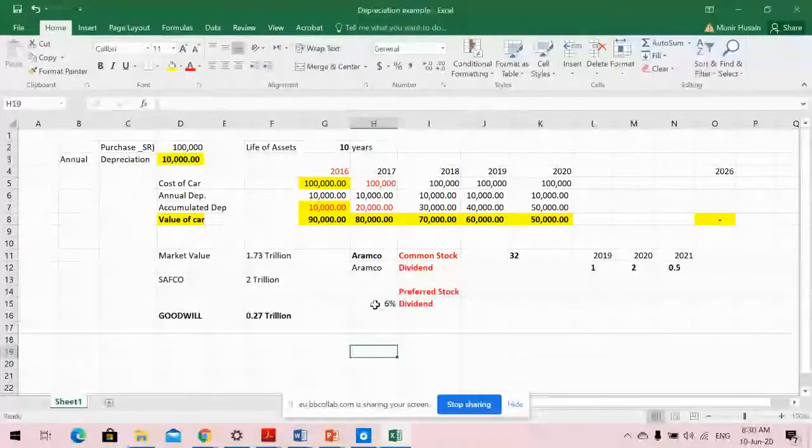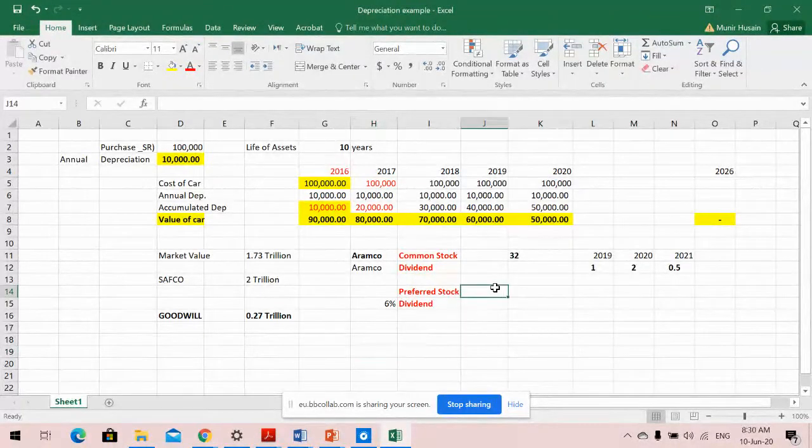What is a par value? Par value means the price at which we sell. In Aramco, it was 32 as an example, right? Here, preferred stock, their par value is 100, and they said we'll give you a 6% dividend. So you get a dividend of 6% of 100, which is 6 riyals, right? And in our example, every year they get a fixed dividend of 6.